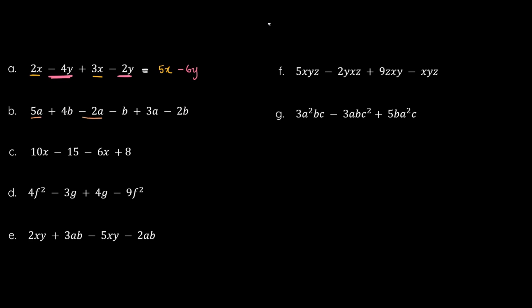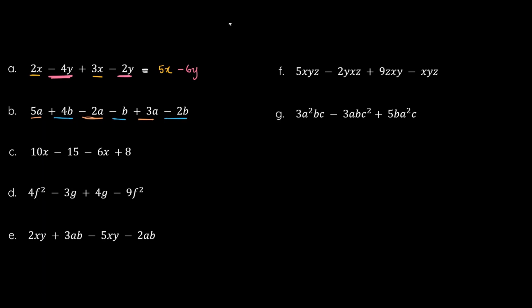5a negative 2a plus 3a. These 3 algebraic terms are like terms, and positive 4b, negative b, and negative 2b. These 3 are like terms. So we'll simplify the a terms separately and then the b terms separately and then put them back together.